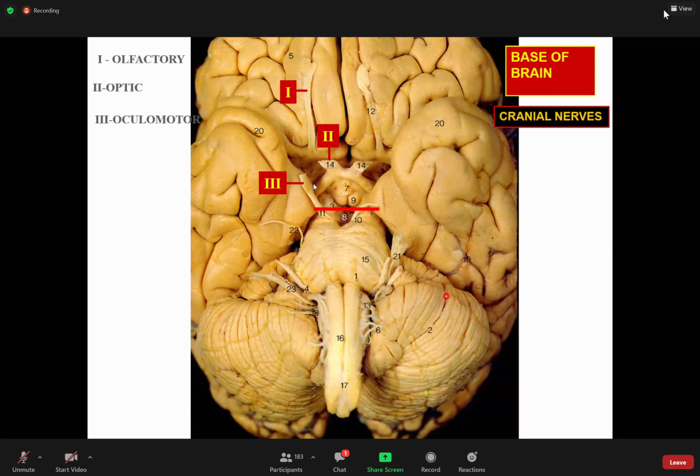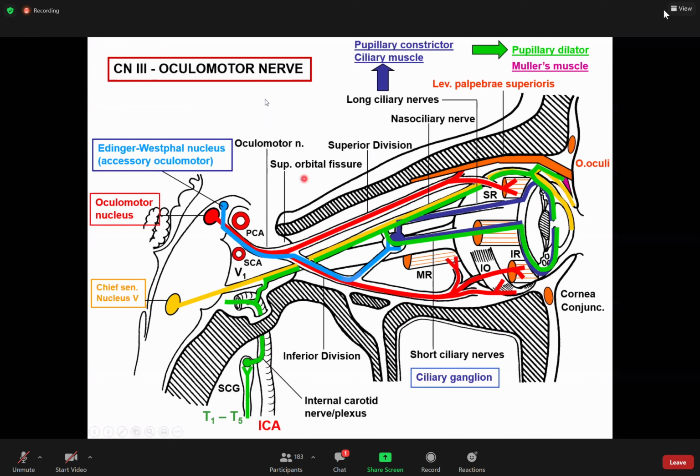You can see the third nerve coming out here from the interpeduncular fossa. So this is the interpeduncular fossa. From the medial side of the interpeduncular fossa, you can see the oculomotor nerve coming out. If you see this diagram, this is a little bit more complex diagram, but you can still see that there is a principal oculomotor nucleus, which is shown in red, and it is supplying all the extraocular muscles.